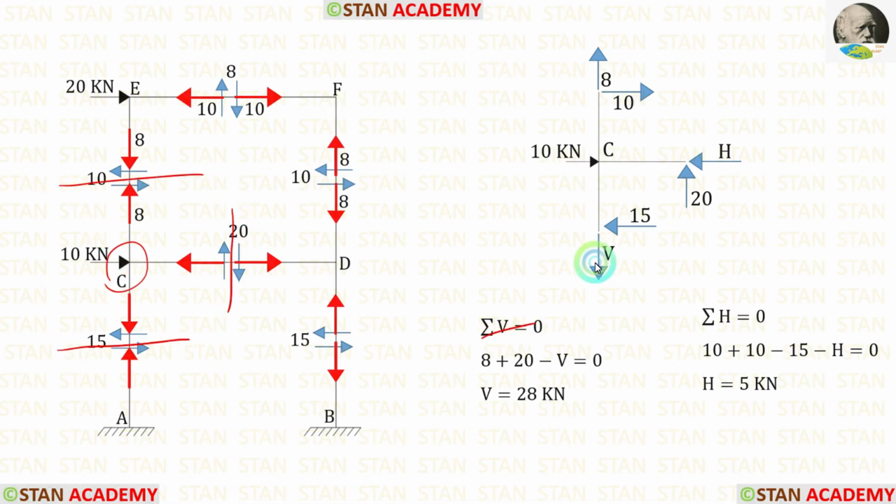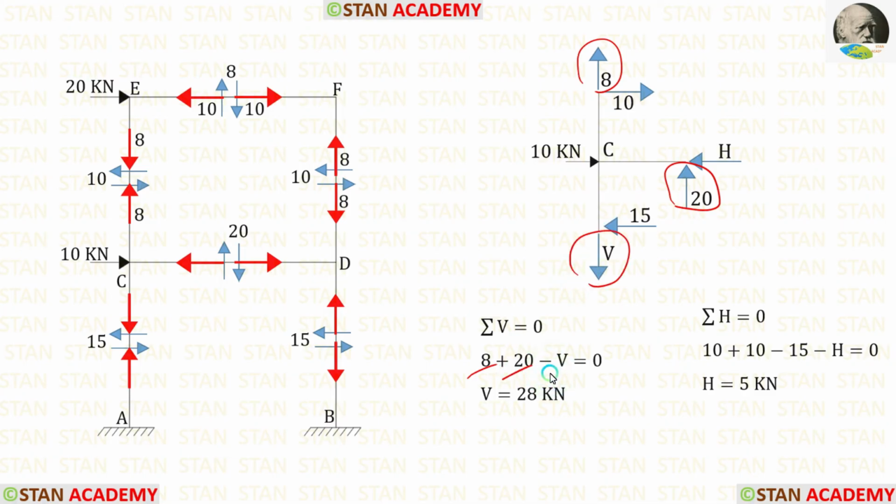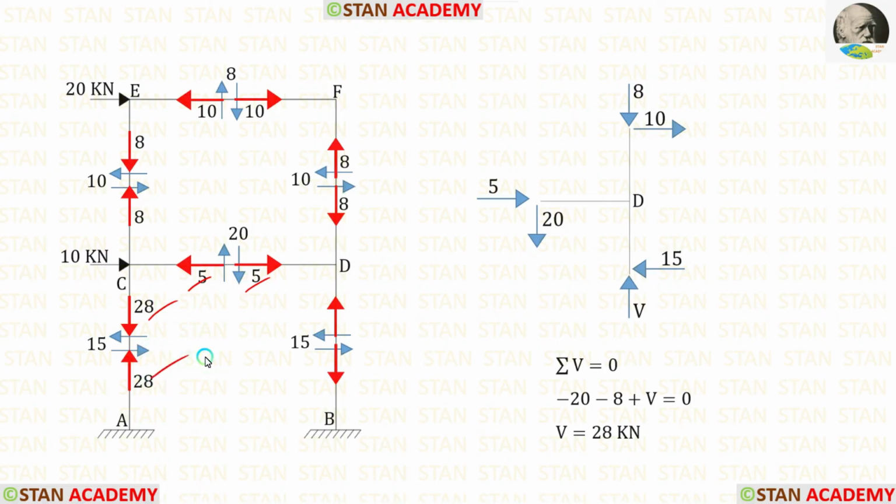Let us apply this rule and find V. This force and this force are acting upwards, so both of them are positive. This force is acting downwards, so that will be negative. Finally, for V, we are getting 28. Let us apply this rule and find H. 10 and this 10 are acting towards the right side, so both of them are positive. H and 15 are acting towards the left side, so both of them are negative. Finally, for H, we are getting 5. Let us apply both of them.